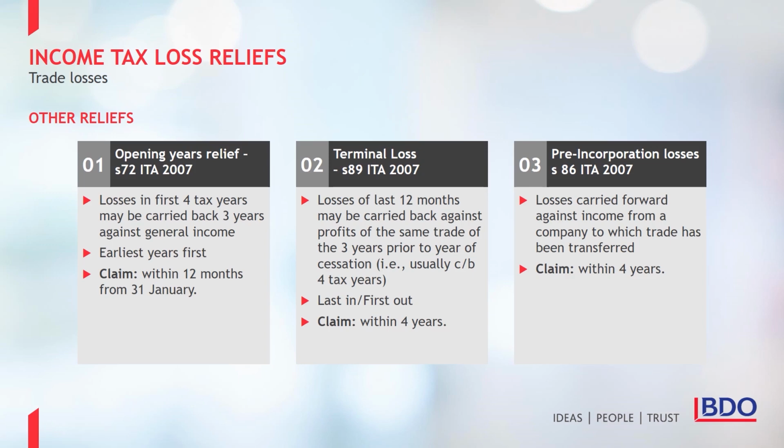Section 86 allows the individual concerned to claim otherwise unclaimed losses against their future income from the successor company, not confined to dividends but also remuneration and other income sources, until the losses are exhausted. The time limit for a claim is 4 years from the end of the tax year in which the claim is made.